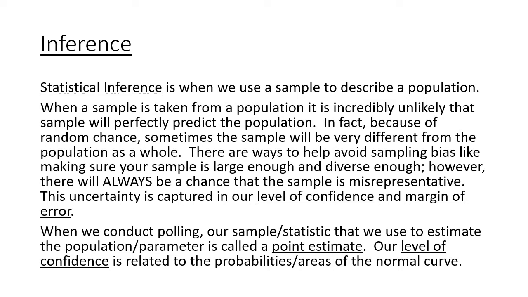The way we capture that uncertainty in statistics is with what's called a level of confidence and a margin of error. So what we're really doing when we conduct polls is we're finding what's called a point estimate. And again, that point estimate really is our sample. That point estimate is our sample statistic. And then what we're going to do with that point estimate is take what we know about probabilities and essentially the normal curve and try to combine these ideas together.